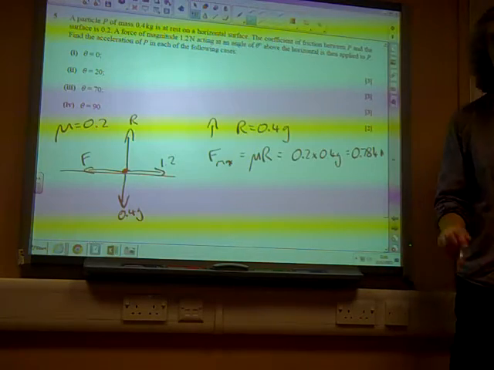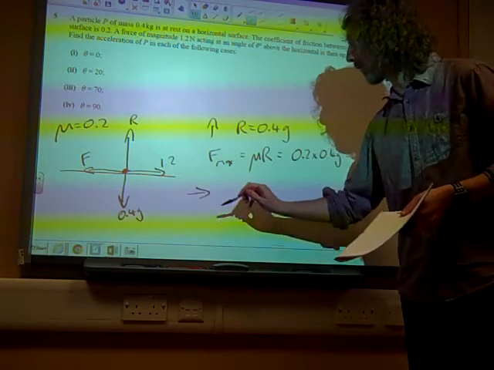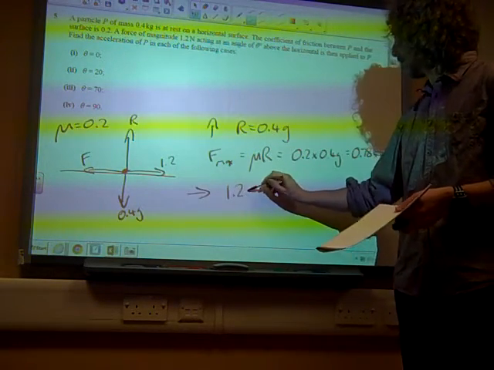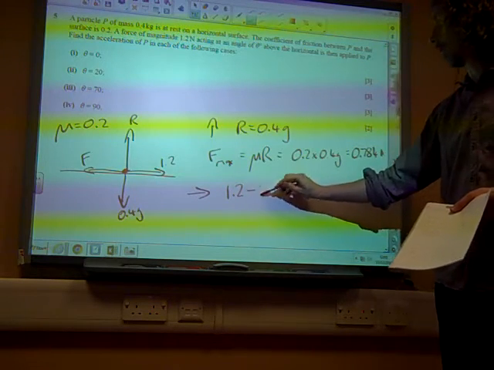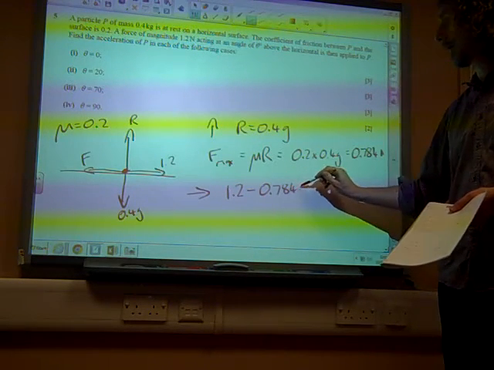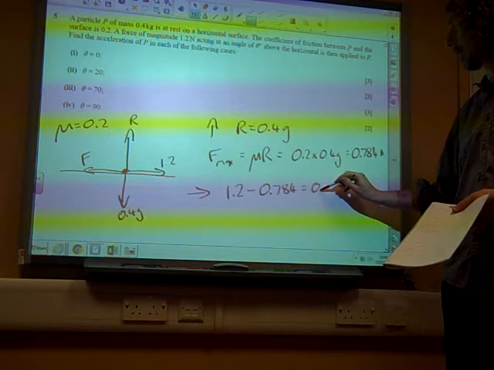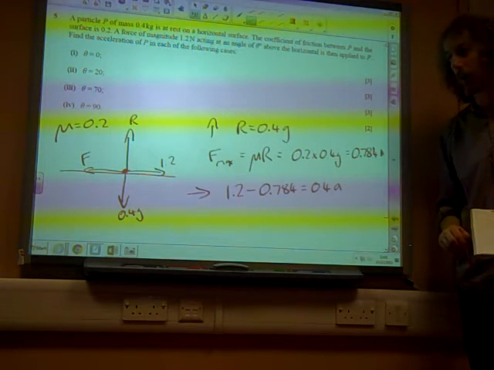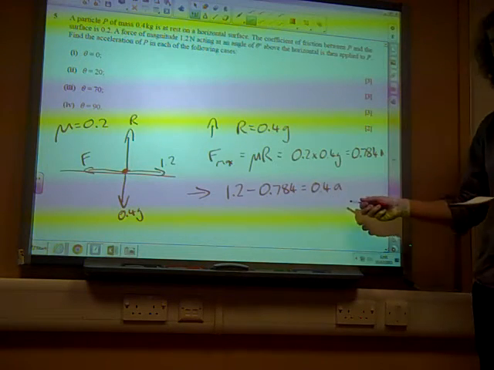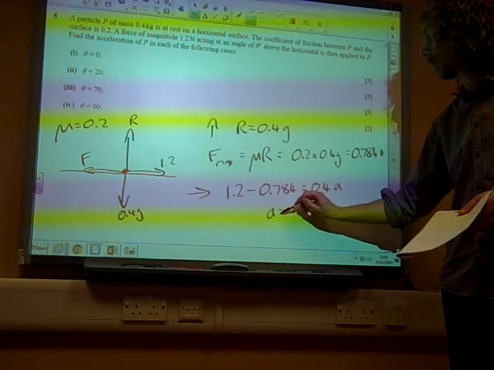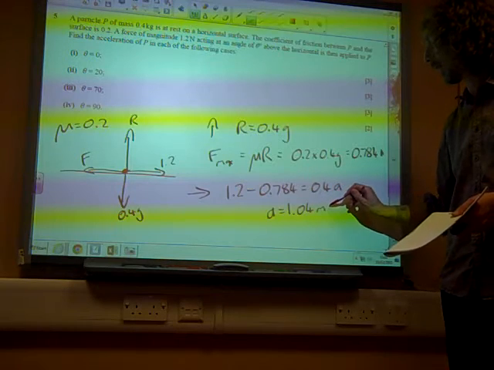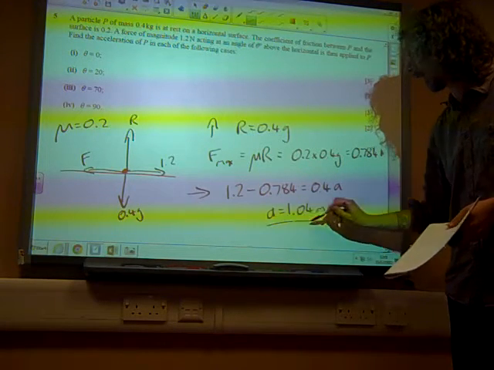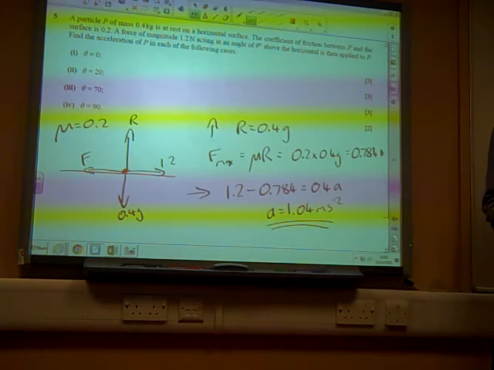So let's resolve in the horizontal direction now and see what the acceleration comes out as. 1.2 minus F, which is 0.784, is equal to the mass times the acceleration. And if I rearrange that equation, do that subtraction, divide by 0.4, I get a is 1.04 metres per second squared. And I think most of you did come up with that value for part 1.